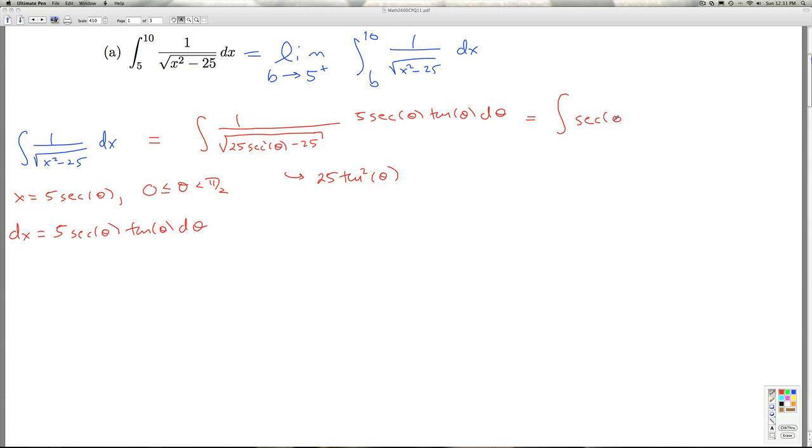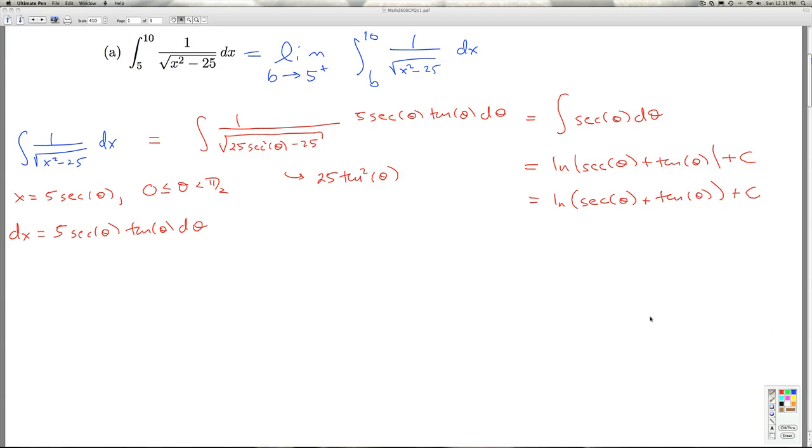So really I'm just left with the integral of secant theta d theta, which I know is the natural log of the absolute value of secant theta plus tangent theta, plus c. And since I know theta is in quadrant 1, both of those values are going to be positive, so I don't really need the absolute value.